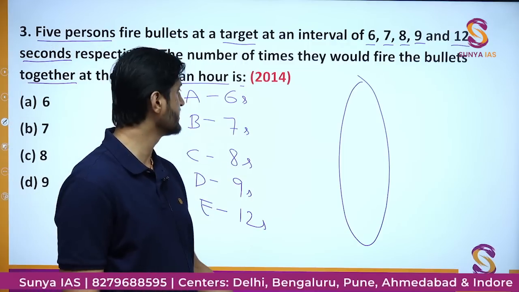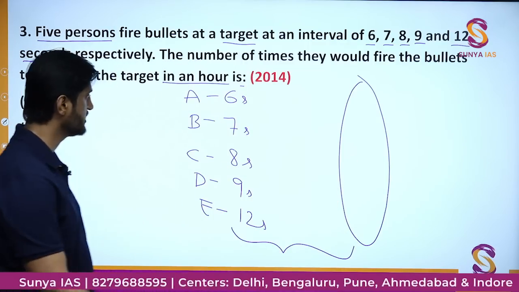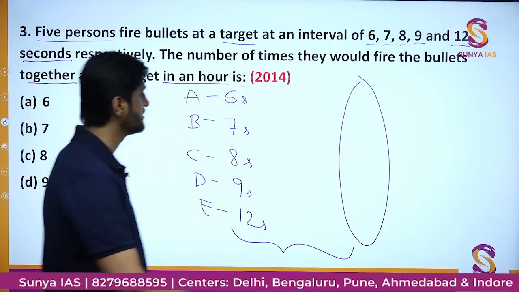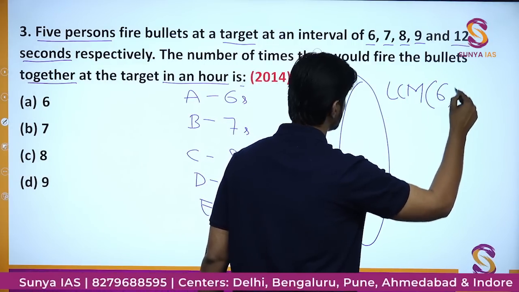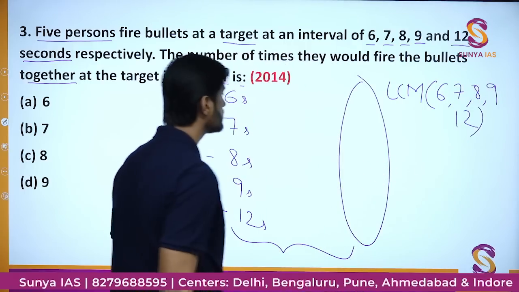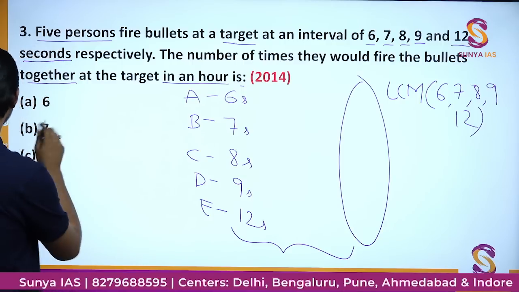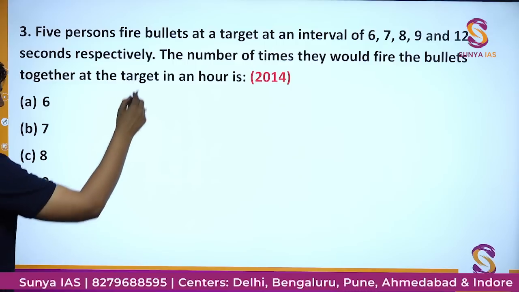So if you want to find the time interval in which all of them fire together, that would be nothing but the LCM of these 5 digits, that is 6, 7, 8, 9 and 12. Okay, so that is something we are going to do first. So I'll just clear the board and I'll find the LCM.